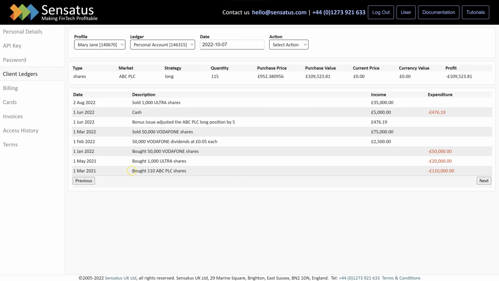The returned fractional entitlement was valued at £5,000 and is therefore considered large cash as defined by the HMRC. £476 of cost is apportioned to the large cash payment, with the cost of the ABC plc shares adjusted accordingly.